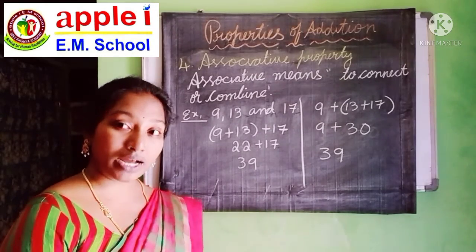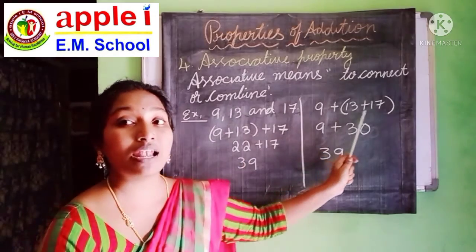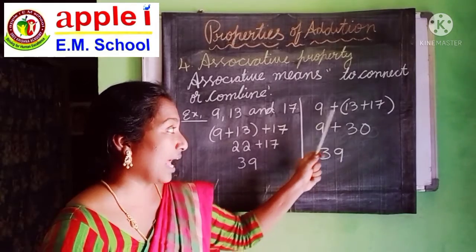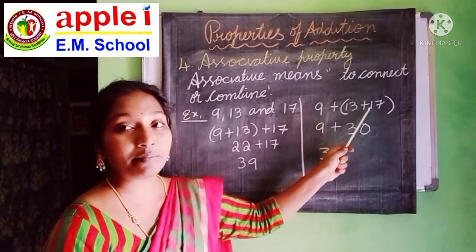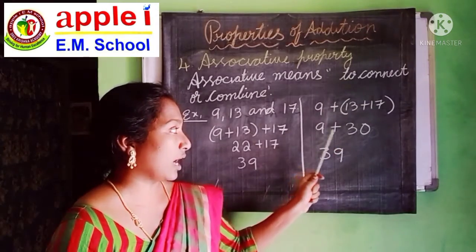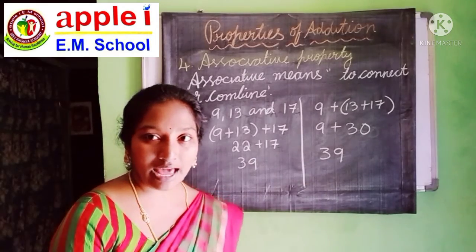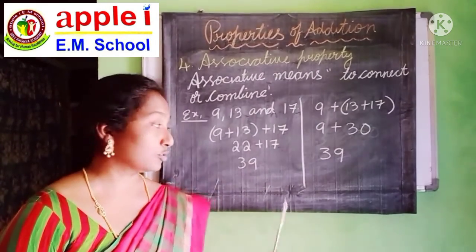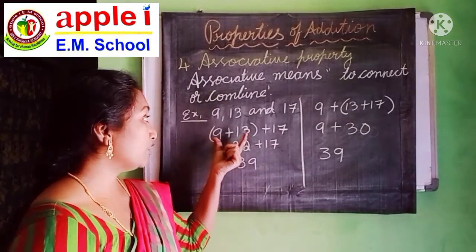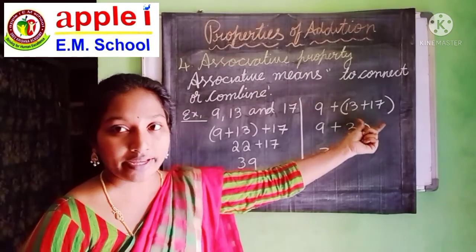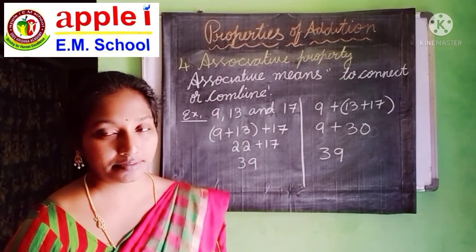You can group the other way also. Here I have grouped the first two numbers, and here I have grouped the last two numbers: 9 plus (13 plus 17). First add the numbers in the bracket. So 9 plus 30, 9 plus 30 is 39. So here the answer is the same. It means if you change the grouping, we still get the same answer.